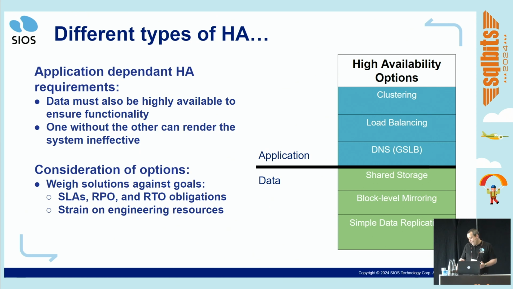Now, below the line, we get into the data side of the HA. So typically, you're going to have something like shared storage, like a SAN, and we discussed that earlier on. Another solution might be block-level mirroring. So that's when you're mirroring from one disk to another disk. And I'll get into this more later, but with our solution, you're actually able to mirror from local storage on one node to local storage on another node, so that when you actually fail over, the data is going to be there and available.